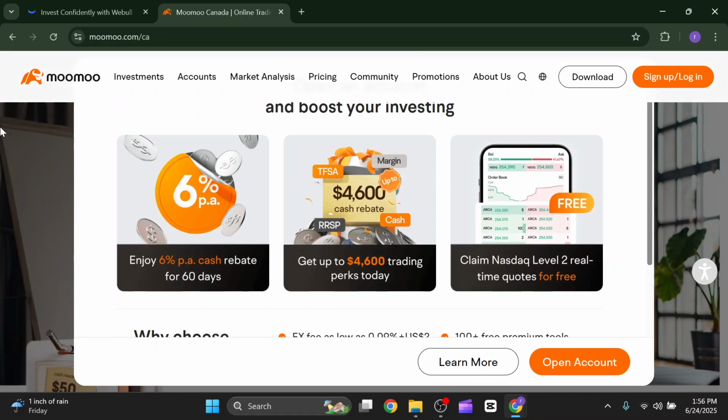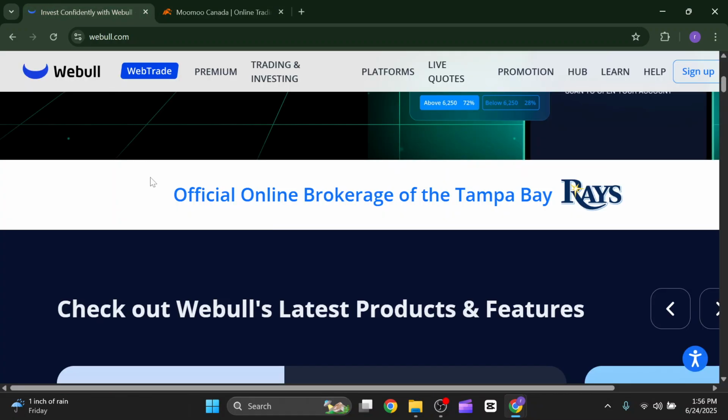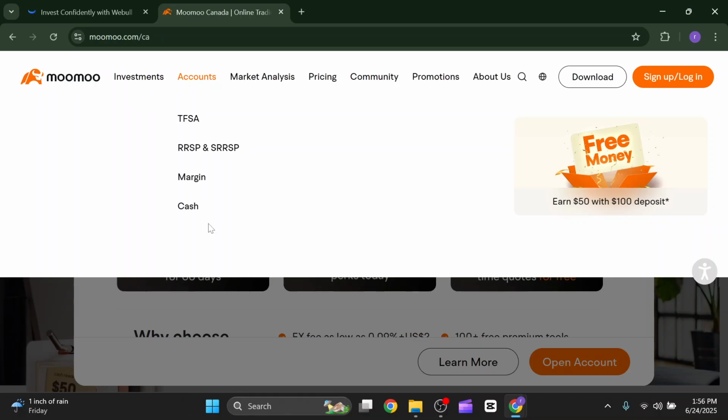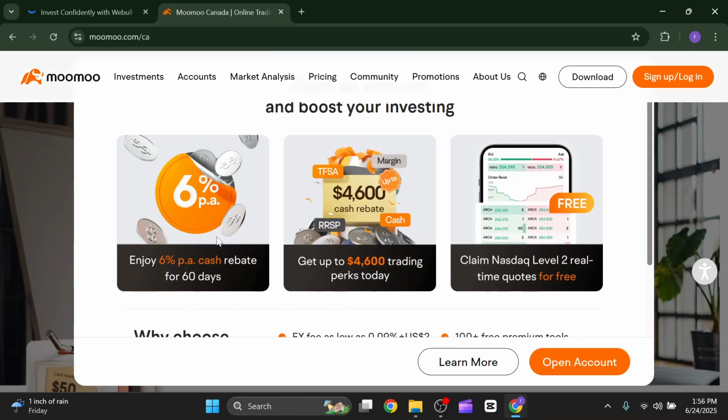First of all, if we talk about the fees, Webull Canada fees are 2.99 Canadian dollars flat per trade, and on the other hand, Moomoo Canada is 0.0099 US dollars per share, or a minimum of 1.99 US dollars, and in Canadian dollars it's 0.014 dollars per share.